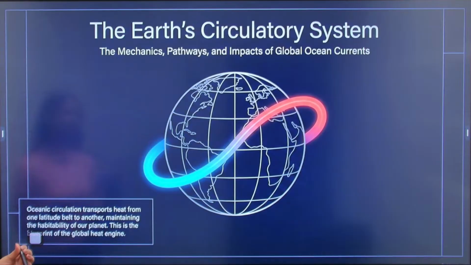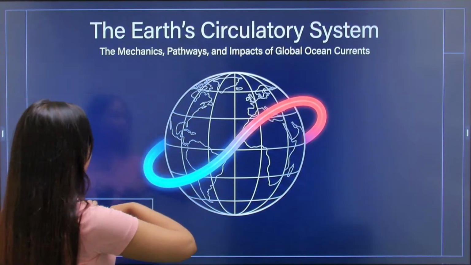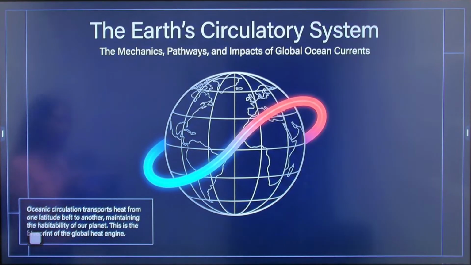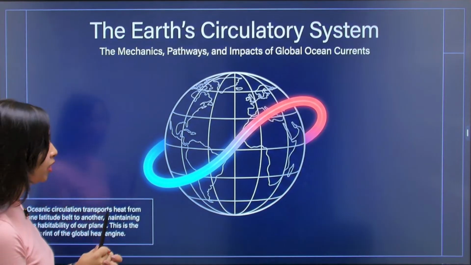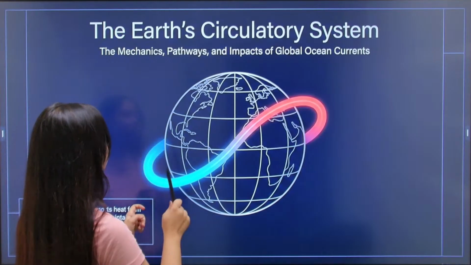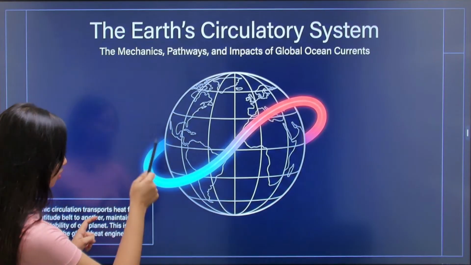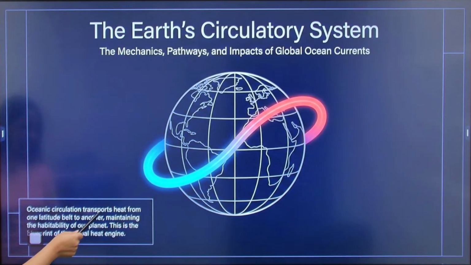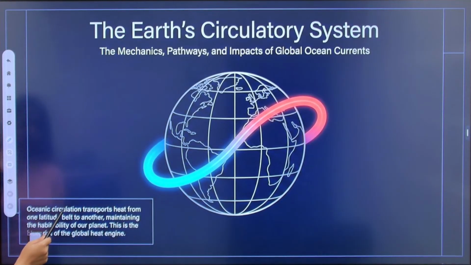The Earth's circulatory system: the mechanics, pathways, and impacts of global ocean currents. How ocean currents form, how they move, and how they impact our climate all over the world. Okay. Oceanic circulation does what?